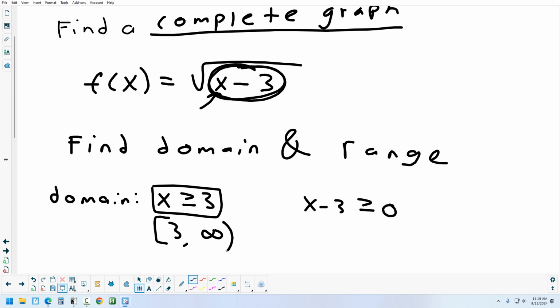So infinity always gets a parenthesis, because even when you think you're at it, you can just go a little more, and now you're past it. So you can't reach it. But you can reach the number 3. Okay? So that's your domain. Both answers are the same. One's an inequality, one's an interval.